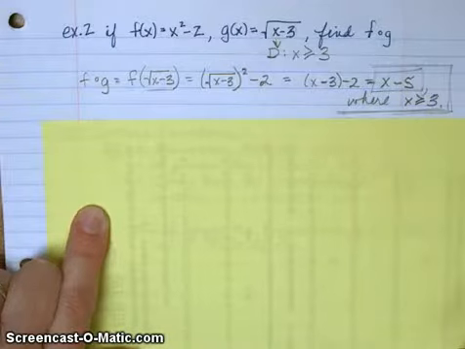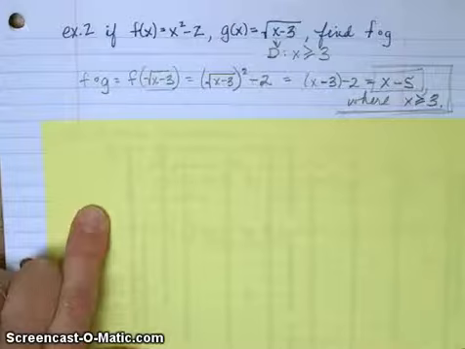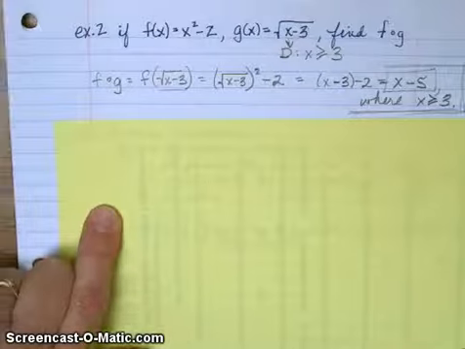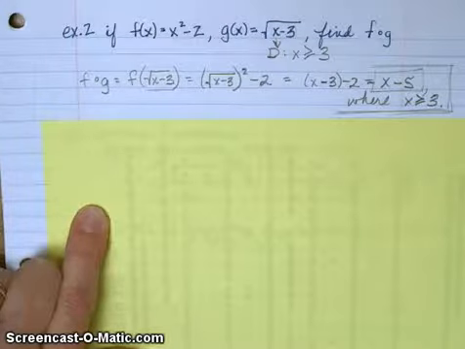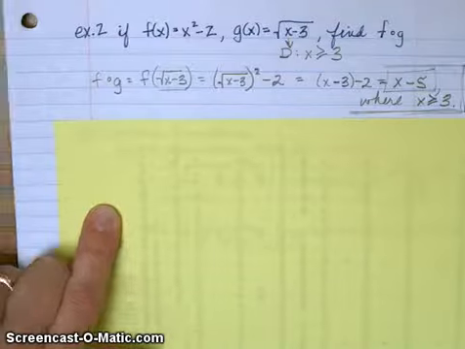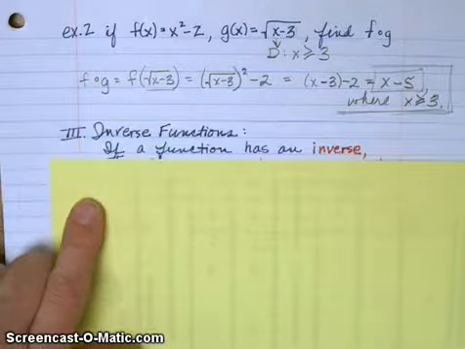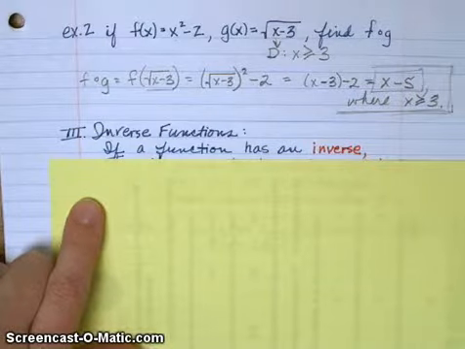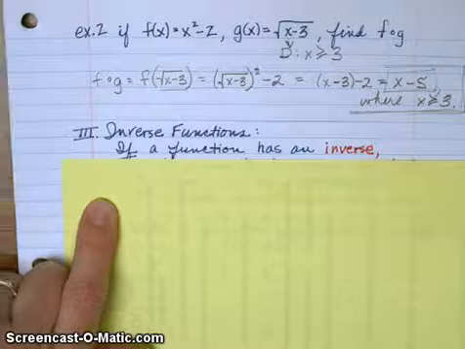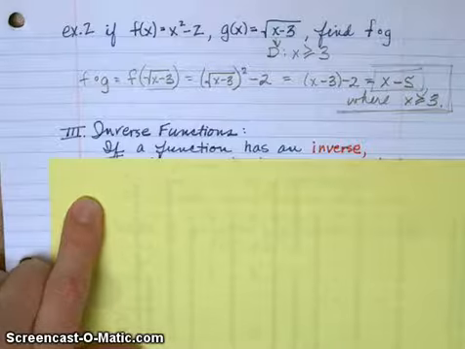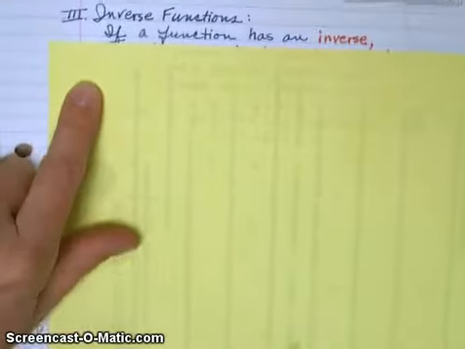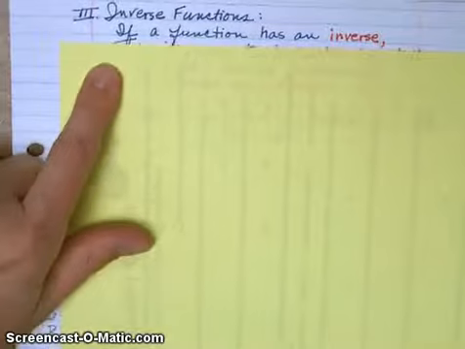Okay? Let's talk about inverse functions. So far we've done operations and we've done composition. Now let's talk about inverse of a function. Inverse function has some criteria. So very often I will ask you, does the following function have an inverse? So if a function has an inverse, there are 3 things that happen.